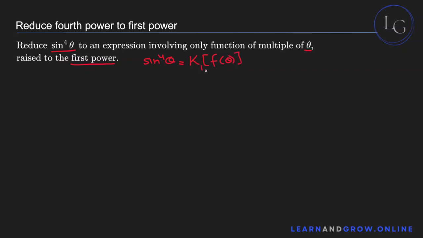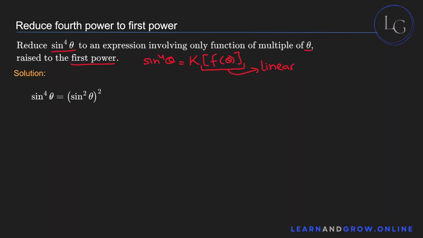But the condition on this is that it must be a linear expression of theta. Okay, so there must not be any square terms after the constant, not a single one, not even the bracket. That must not be a square term either. Okay, so how do you do that?